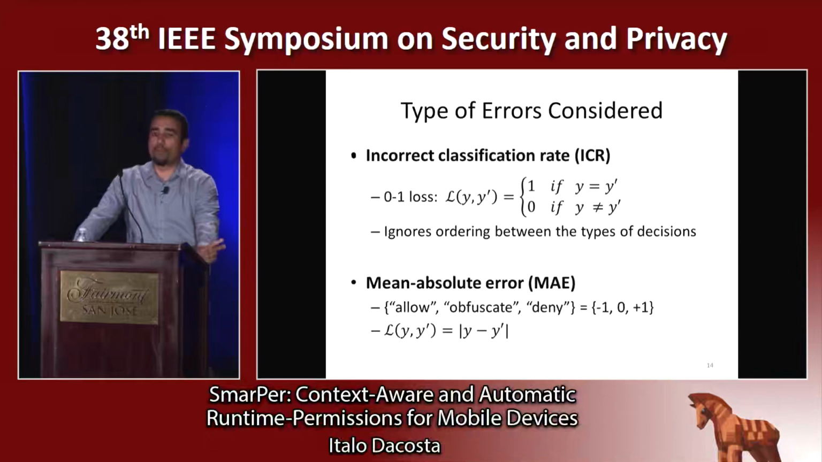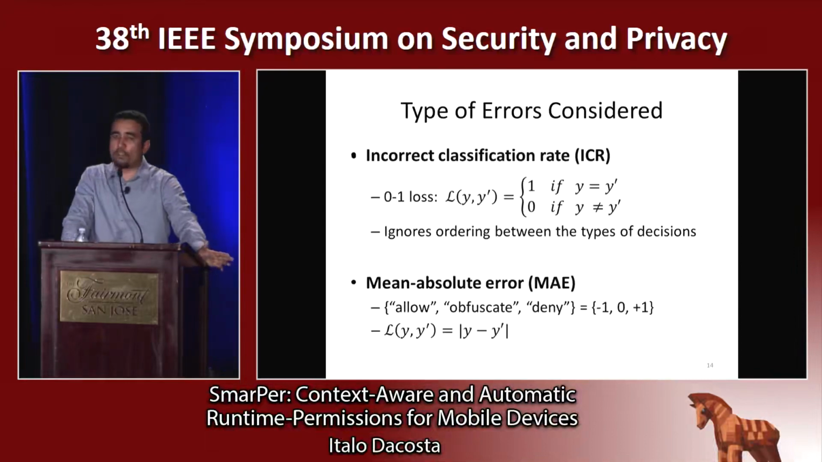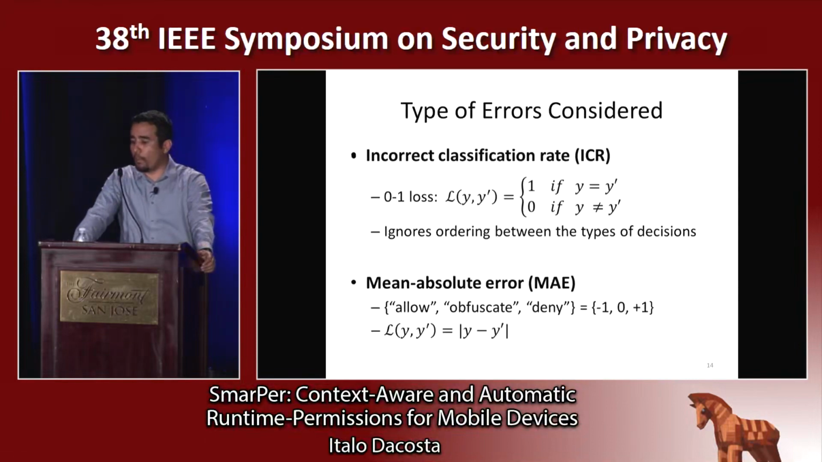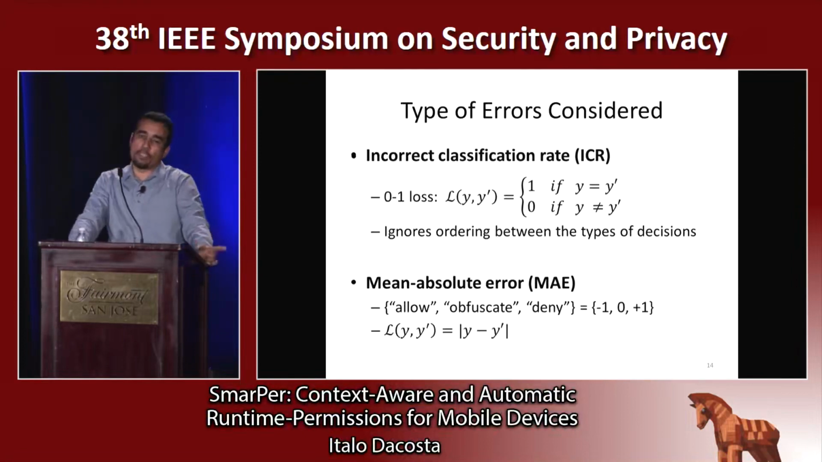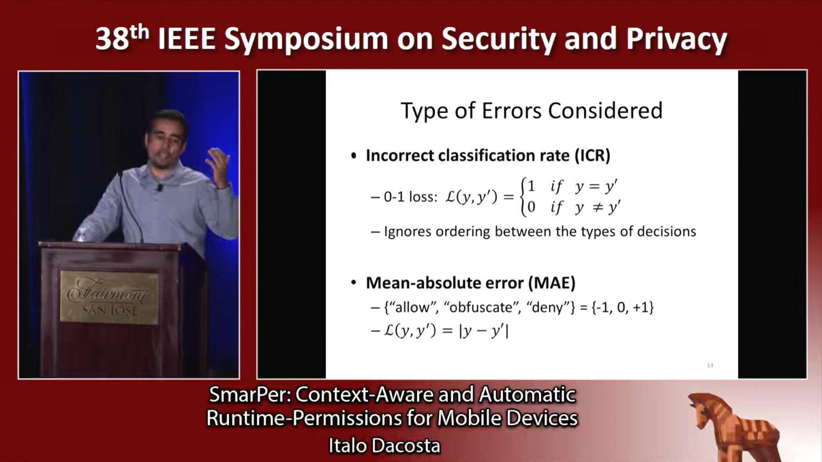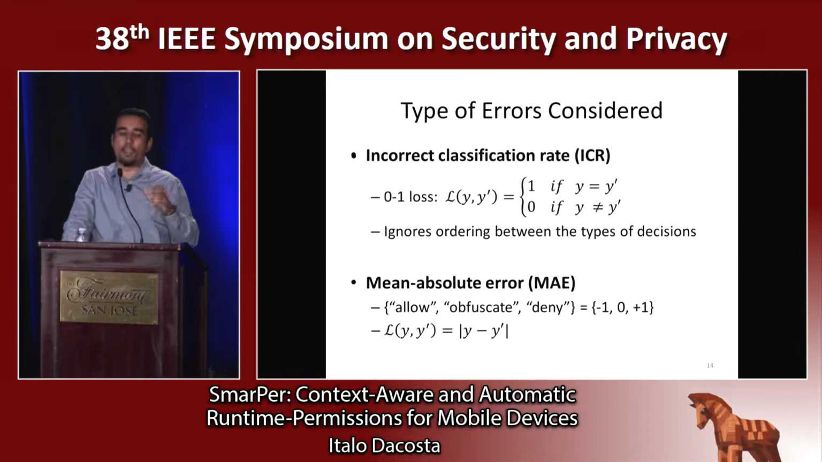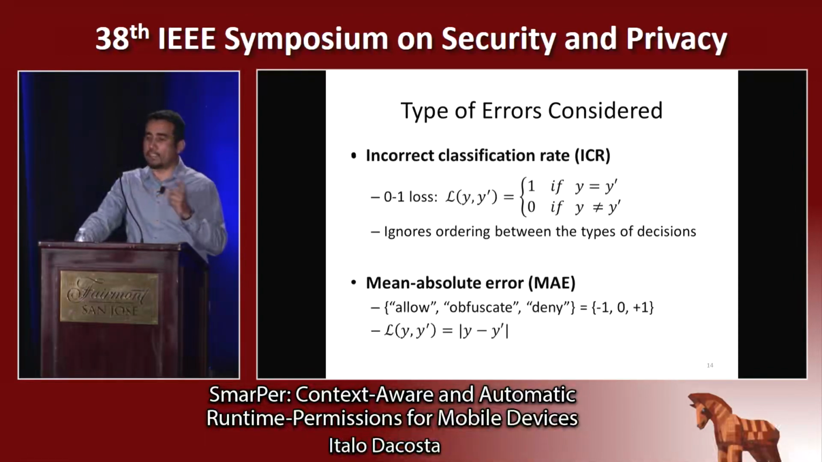So we consider 2 loss functions that then produce 2 types of error. We consider the 0-1 loss, which is quite popular, that allows us to estimate the incorrect classification rate, ICR. But the problem with this error is that it ignores the ordering between the types of decisions. For example, if I predict allow instead of deny, it will be the same as predicting allow instead of obfuscate. And we can see that this is not necessarily the same.